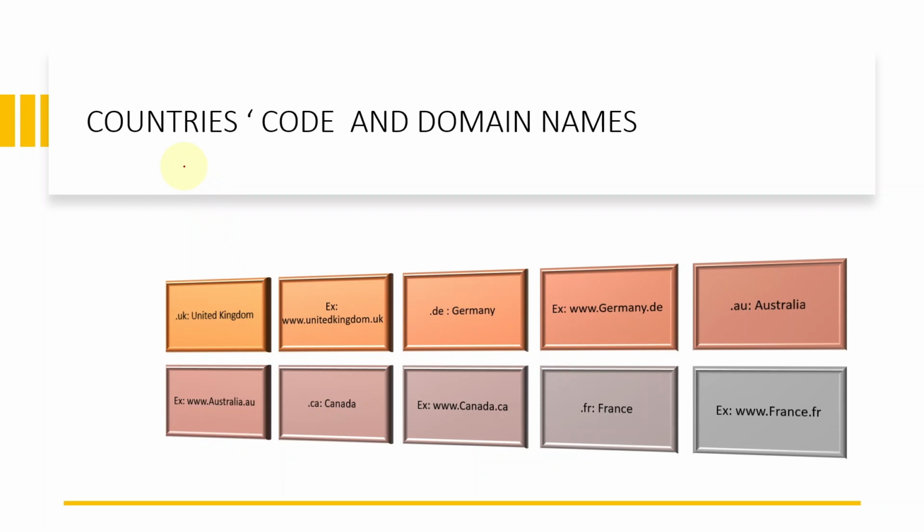So that's why I ended up putting the country code and the domain name, okay? In the case of the UK, United Kingdom, I put this. In the case of Germany, I ended up putting this, okay? In the case of Australia, I put this. In the case of Canada, I put this. In the case of France, I put this, okay? For you guys to understand, alright?